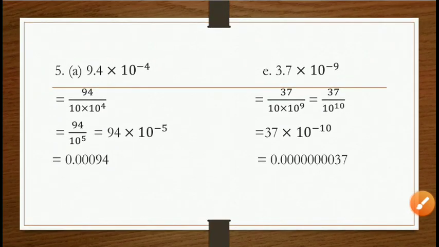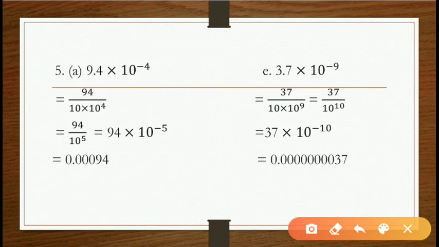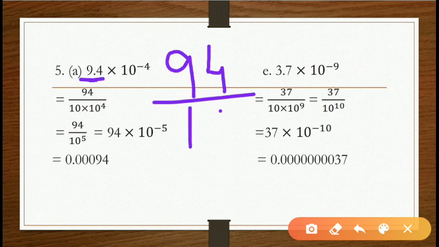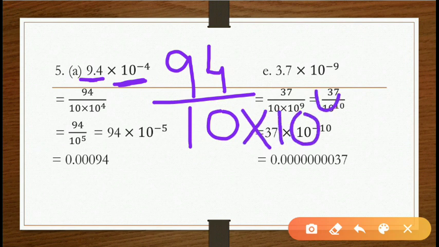Fifth one will also write in a standard form, but here the power is with the negative sign. So first thing you have to do is remove the decimal of 9.4. When you remove it, you will get 94 upon 10. And when you change the place of 10 to the power minus 4 to the denominator, this will become positive 10 to the power 4, because you have changed the position from the numerator to denominator.